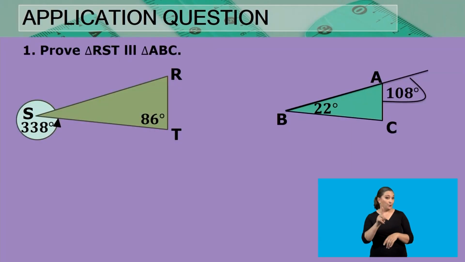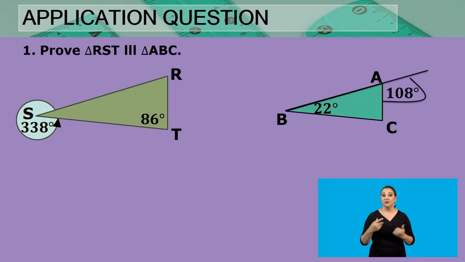So we have the first one here that says prove that triangle RST is similar to triangle ABC. So we are proving similarity here. That means that we can use our angles, since we can see that these two triangles do not have the given sides. So we are going to use our angles. And for us to prove that they are similar, all three corresponding angles must be equal.